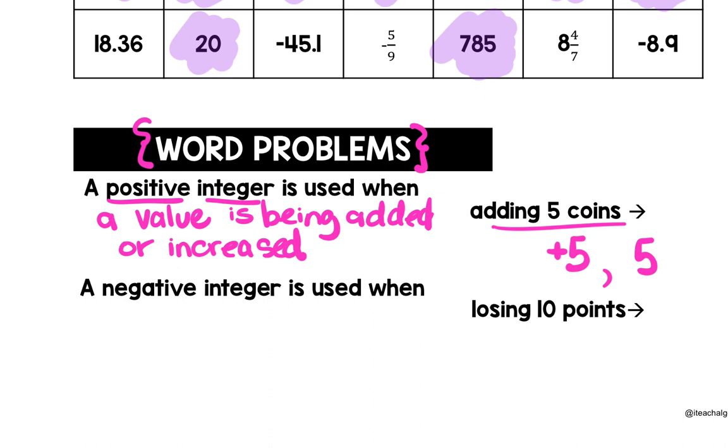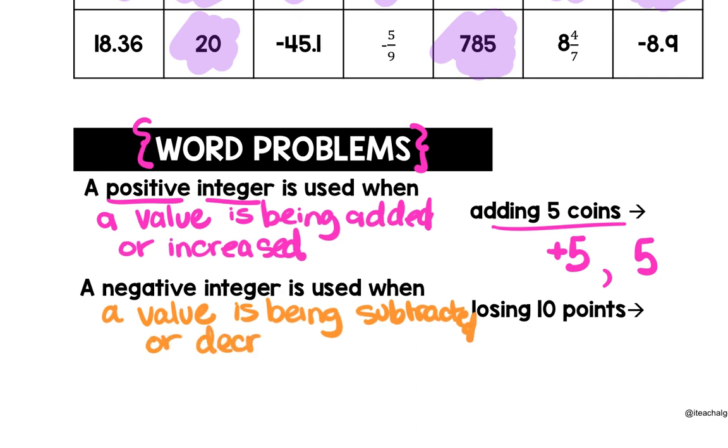So a negative integer is used when a value is being subtracted or decreased. Going down, if you're losing money, if you're losing elevation, so losing 10 points is going to be a -10. And again, you always need that negative sign if you're indicating a negative number. If there's no sign in front of it, we're going to assume that it's positive.